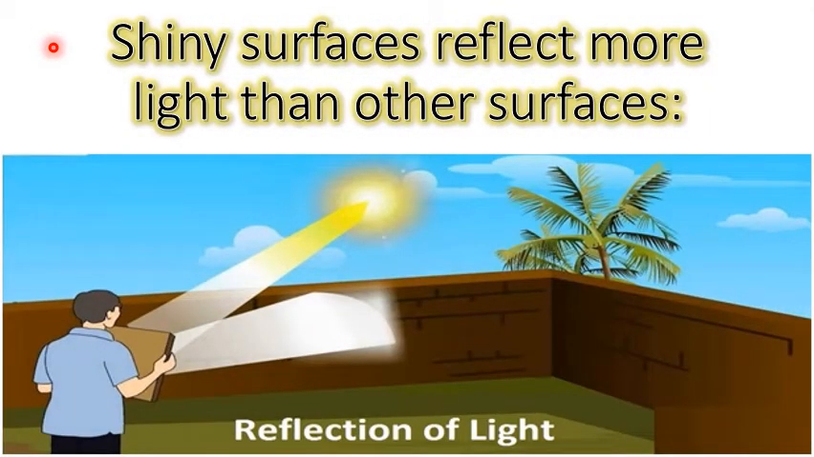Students, here is the example where you can see that shiny surfaces reflect more light than other surfaces. Now you can see this boy, what is he doing? He is just performing an experiment of reflection of light through a kind of mirror. He is using a mirror so the light can be reflected well. If he would have taken a block of wood, the light cannot be reflected well. Okay, so we came to know that shiny surfaces reflect more light than other surfaces.